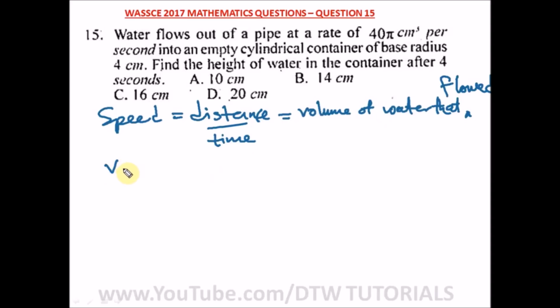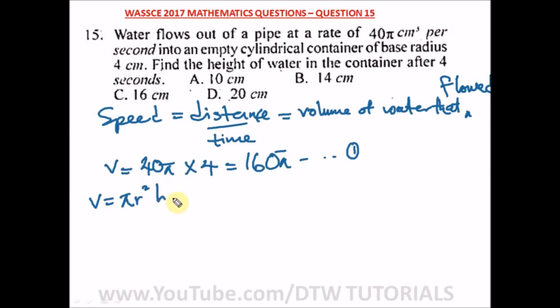So we have V is equal to our speed, which is 40 pi, times 4. So we have V is 160 pi. From here, this is our first equation. Then the next thing is we have to get the volume of the cylindrical container. And remember, the volume of water in the cylindrical container is pi r square h.